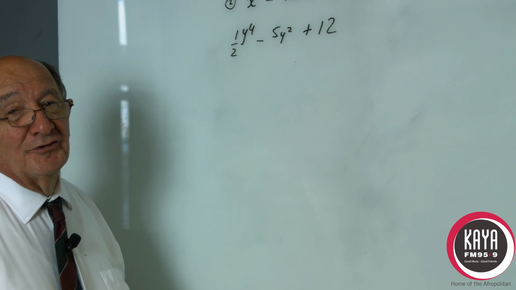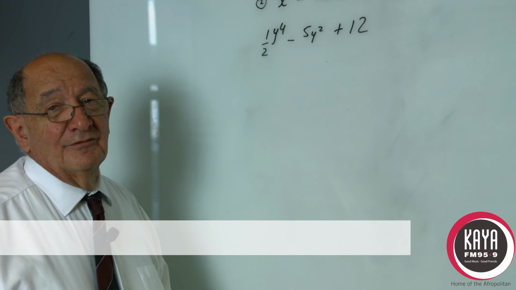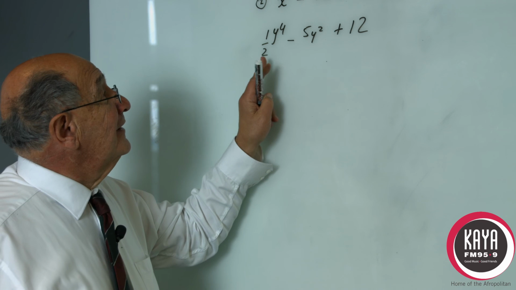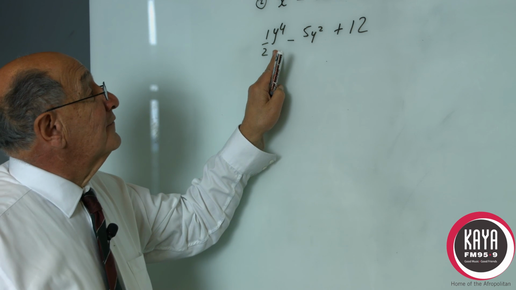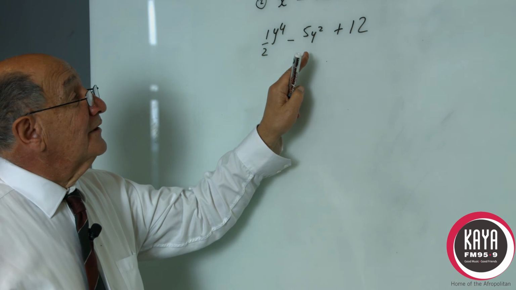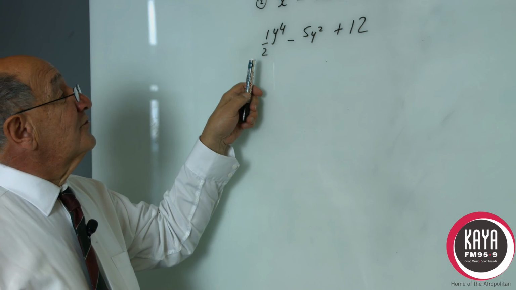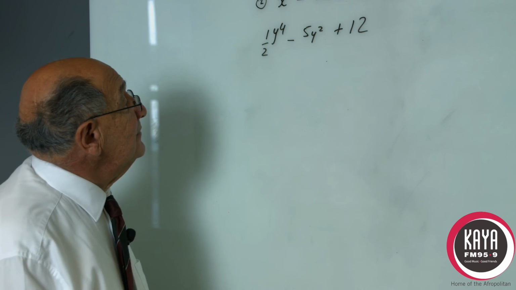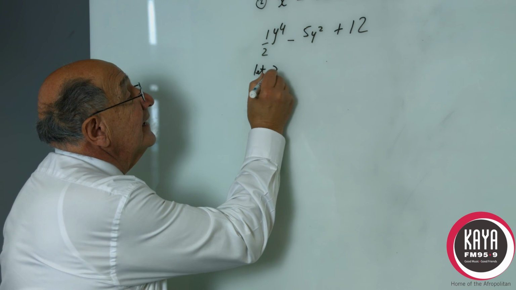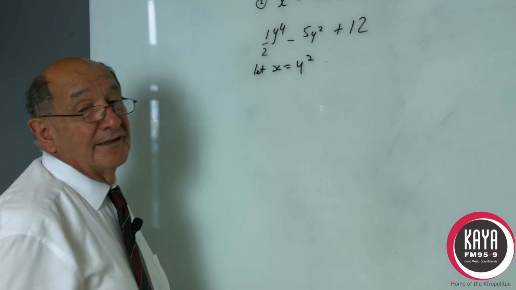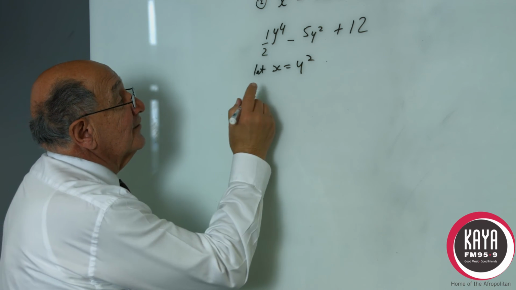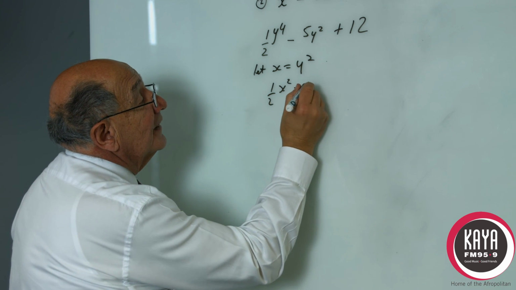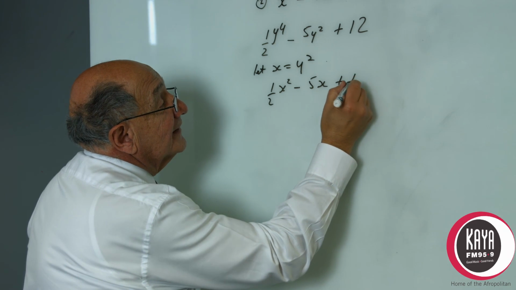Now I'd like to show you a matric question which is a little bit more challenging. We actually have a half in front of the y to the 4th minus 5y squared plus 12. This actually is a quadratic, but to make it simple, we will say let x equal y squared. So with the y squared, we substitute x and we get a half x squared minus 5x plus 12.